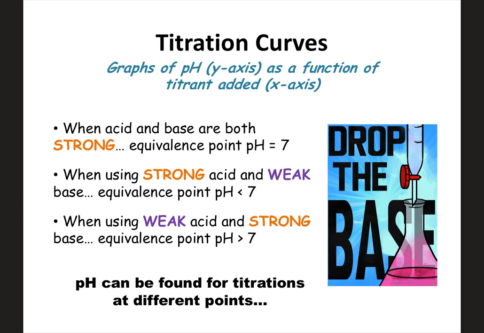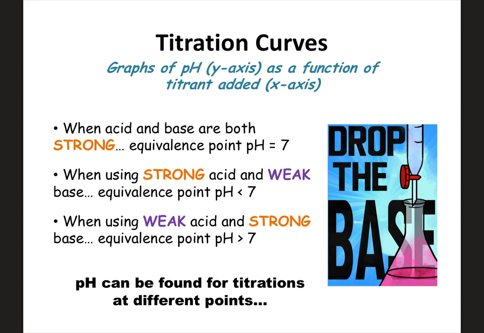However, if you're using a strong acid and a weak base, your equivalence point here is going to be less than 7. Essentially, think about your strong one winning. The acid one is winning, so your equivalence point is going to be lower than 7, or more acidic. If you're using a weak acid and a strong base, think about the base winning. Your pH at your equivalence point is going to be greater than 7, or in the basic zone.